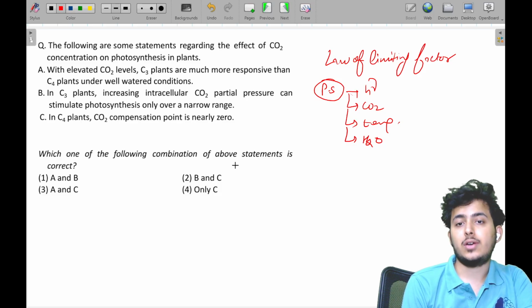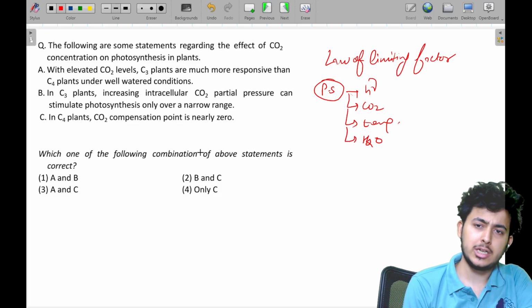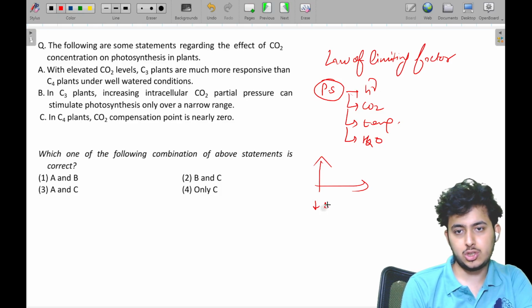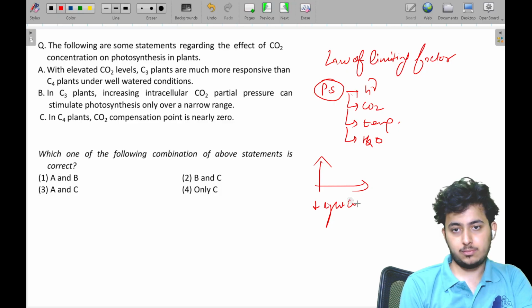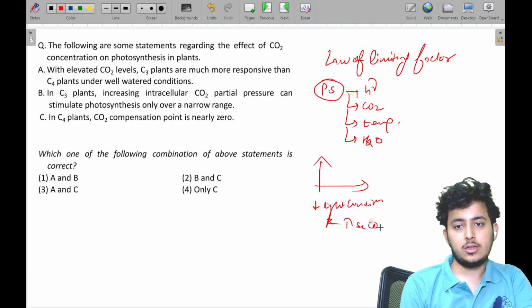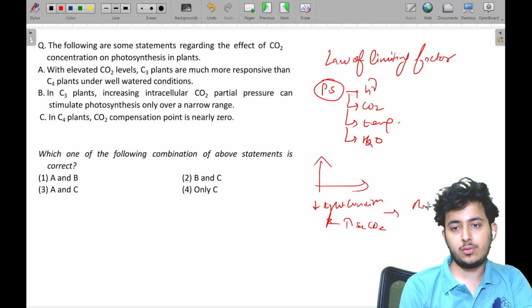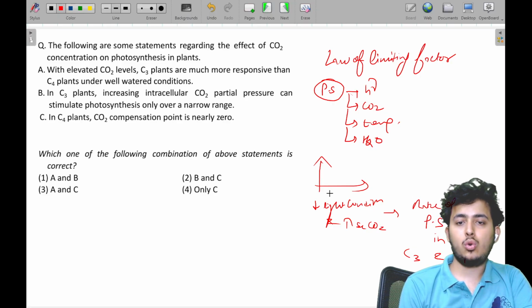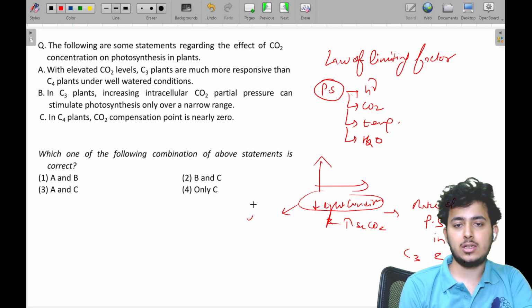If I give you a statement asking what the scenario will be under low light conditions, okay, if I have low light conditions and I increase CO2, then what will be the rate of photosynthesis in C3 and C4 plants? This is a question that I can ask you. Basically, if you have low light conditions, then this low light is a limiting factor.